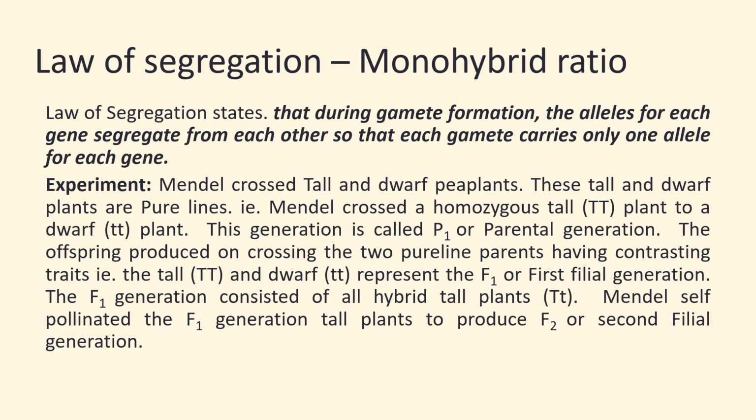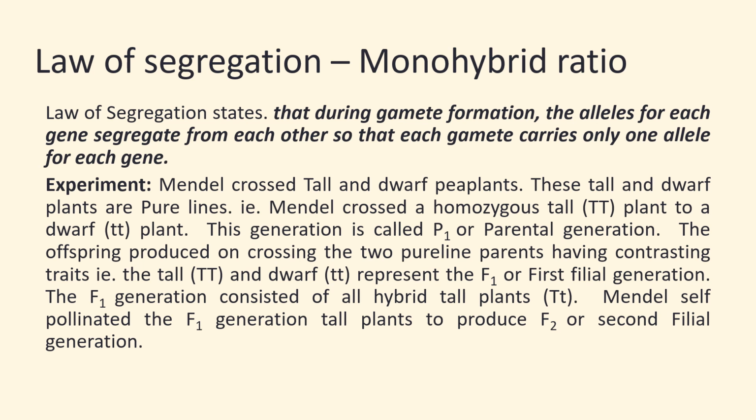Law of segregation, monohybrid ratio. The law of segregation states that during gamete formation, the alleles for each gene segregate from each other so that each gamete carries only one allele for each gene. Mendel crossed tall and dwarf pea plants. These tall and dwarf plants are pure lines. That is, Mendel crossed a homozygous tall capital T plant to a dwarf small t plant.